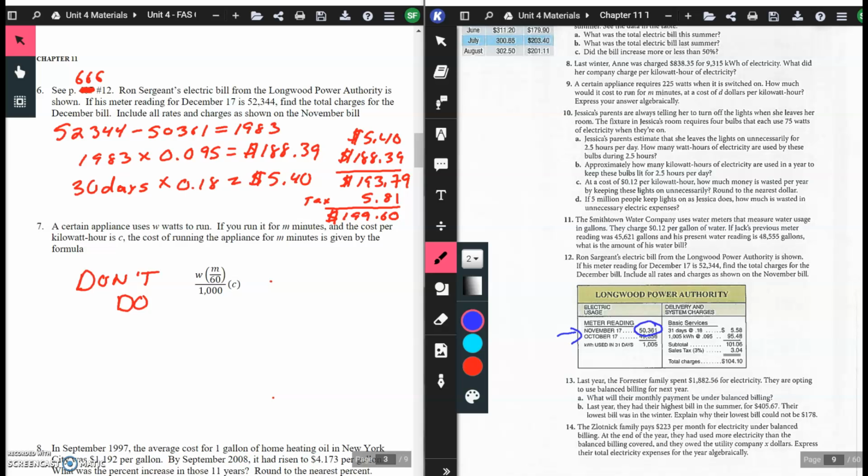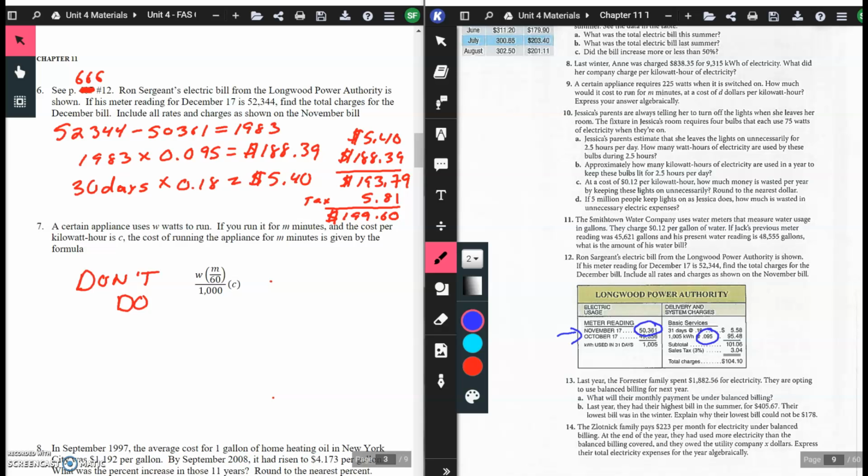You're going to take your 1983 and multiply it by 0.095, which is shown right here. 0.095, and that gives you a charge of $188.39.